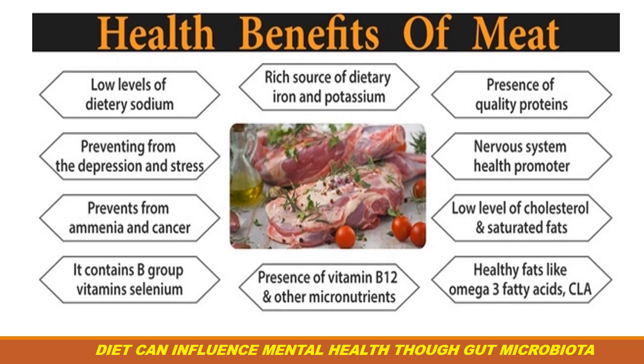It's the best source of iron and potassium, and iron is very important to prevent anemia. High quality protein, I have already told. In nervous system disorders, this protein, particularly of animal origin, plays an important role, and it is not at all high in cholesterol or saturated fats, though wrong propaganda is made. And it is rich in omega-3 fatty acid, which plays a very important role, which I am going to talk about again separately, and also conjugated linoleic acid.